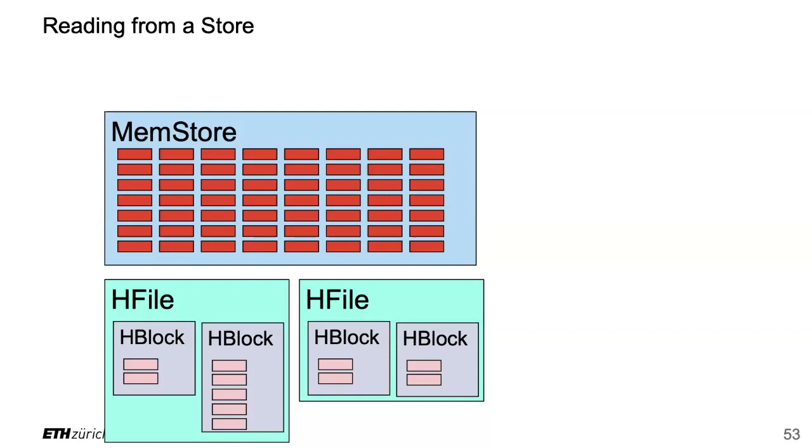The user wants to query to look up a specific key or a specific row ID, let's say. Where do we need to look?